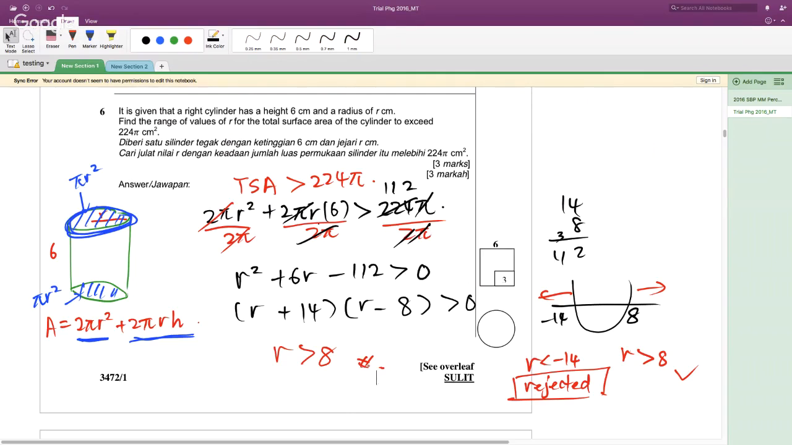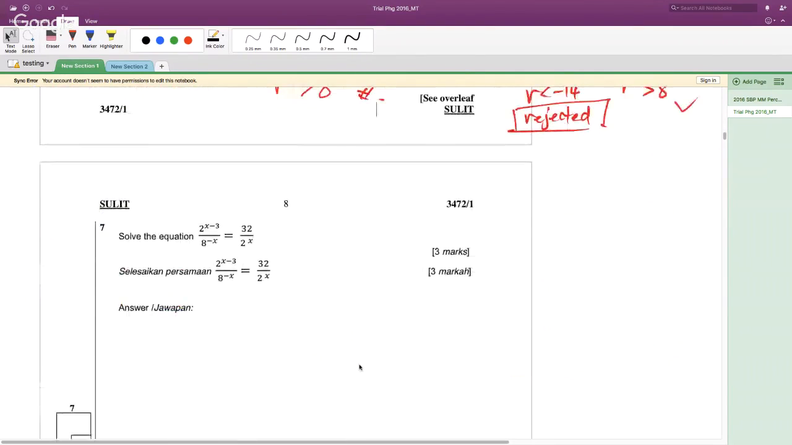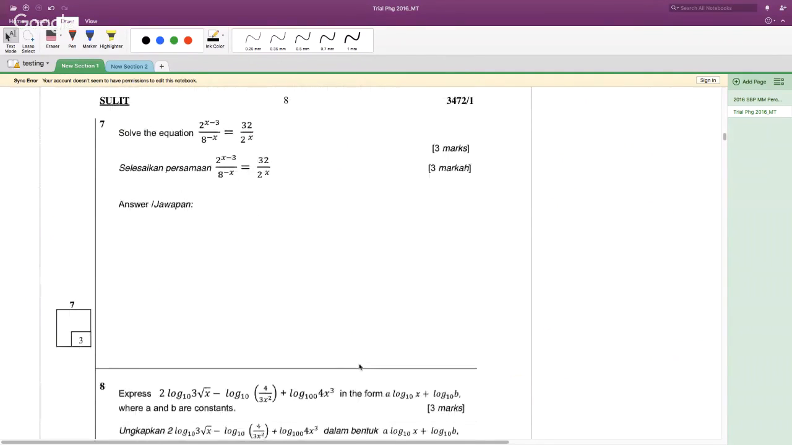All right, you must get the idea how to do this one. It's not too hard, but then you need to have some knowledge about range. Okay, so let's go to question 7. I guess this is indices. So okay, I have something like this.